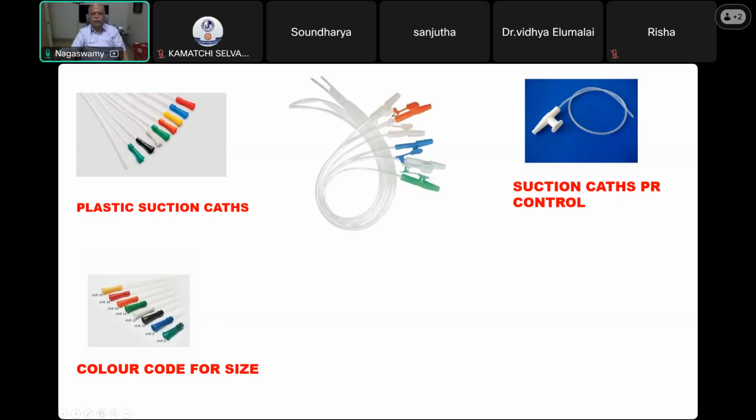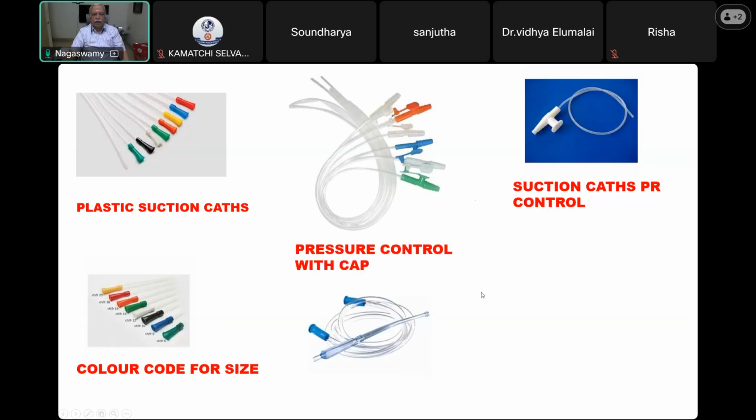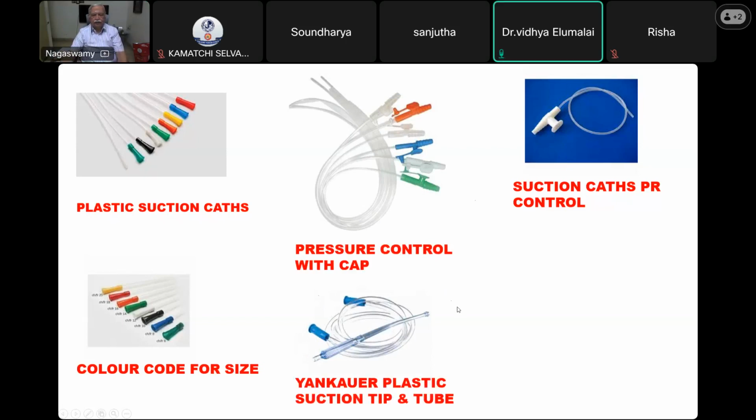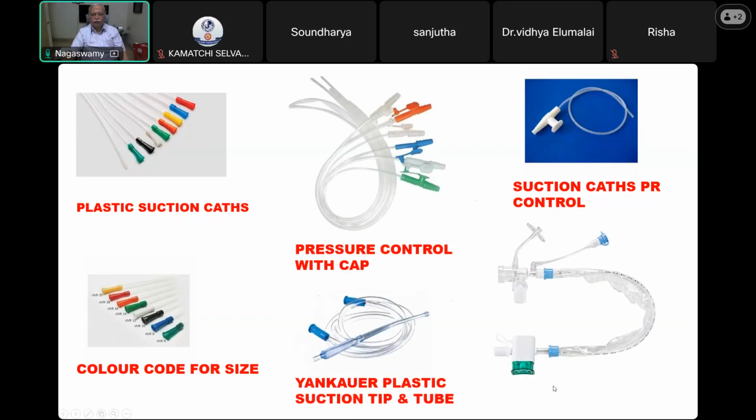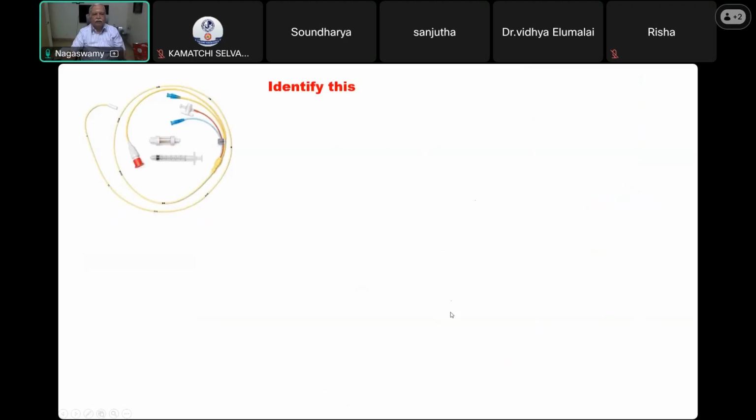And these are all different color coded ones, with a stopper also, which can be introduced into that. And what is this? Yankauer suction, very good. Yankauer plastic suction tip with a tube. And what is this, used during closed suction? Closed suction catheter. Very good.